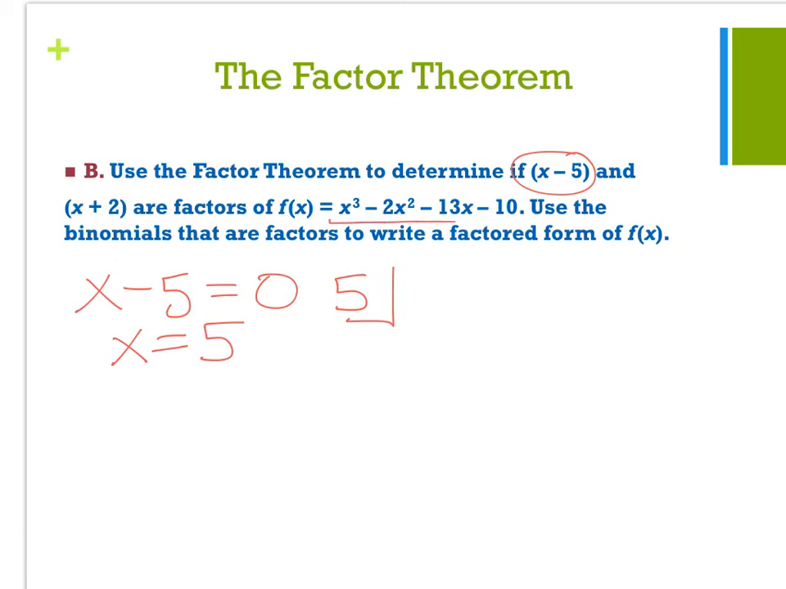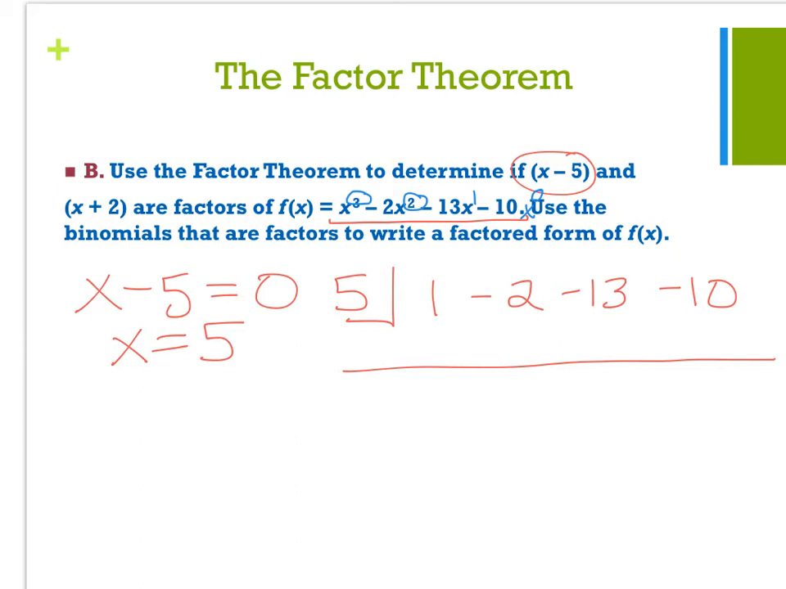My coefficients for my polynomial are 1, -2, -13, and -10. I need to make sure that I'm not skipping any powers here. We have all our exponents here, 3, 2, 1, and then x to the 0 attached to the -10. So we're not skipping over any terms in our polynomial, and we have all coefficients accounted for: 1, -2, -13, and -10.